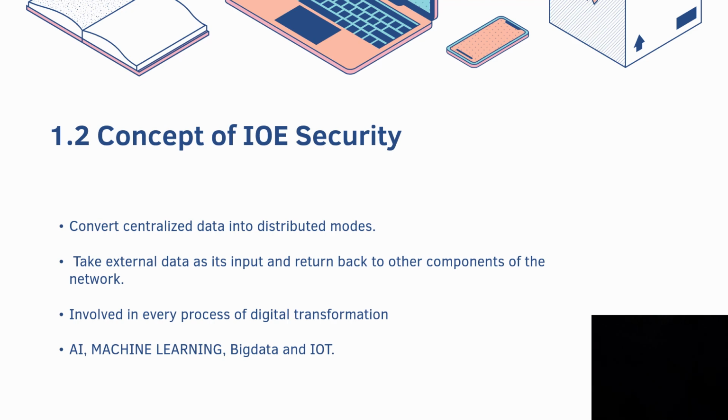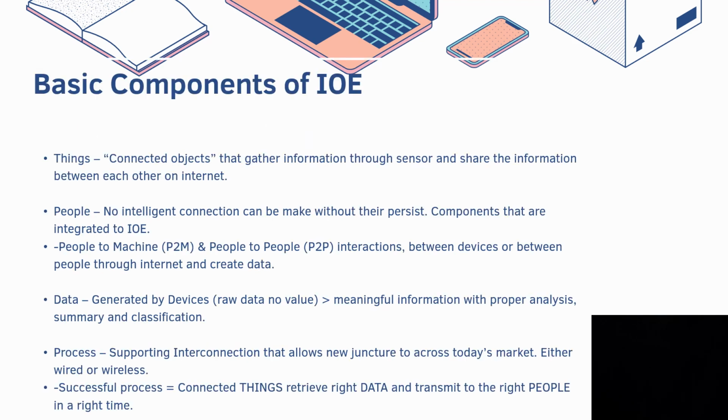So the concept of IoE security. IoE managed to convert centralized data into distributed modes. It takes external data as its input and returns it back to other components of the network. It is involved in every process of digital transformation, for example, in AI, in machine learning, in big data, and also IoT.